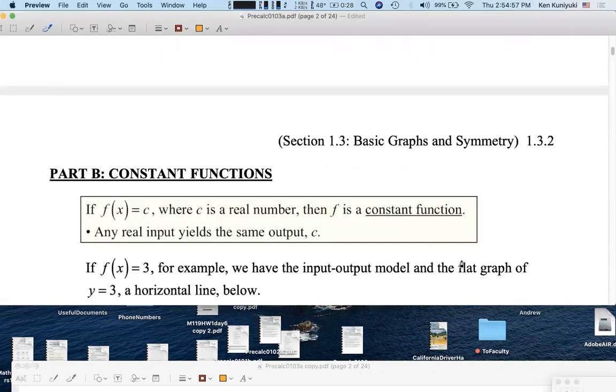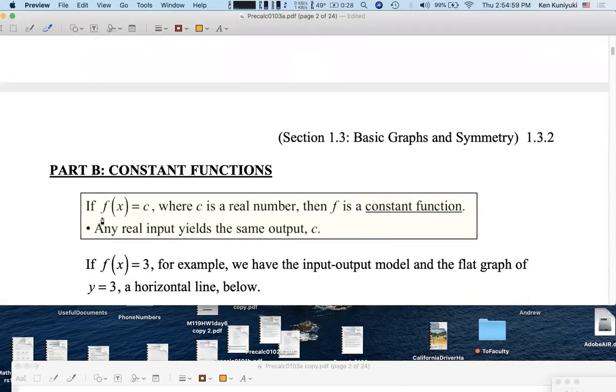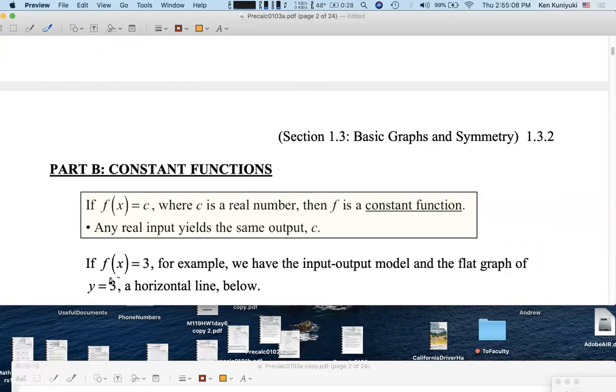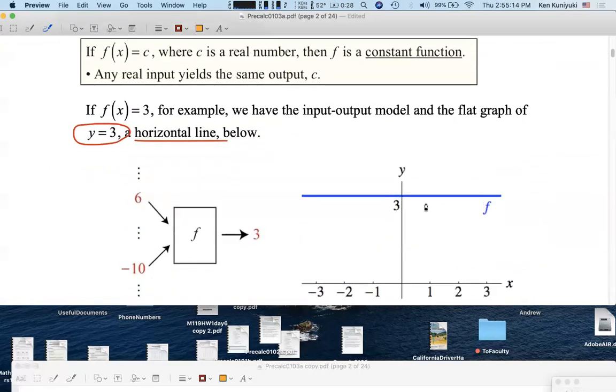Why don't we start off with constant functions? f of x equals c, where c is some real number, like 3. Take f of x equals 3. Well, how would you graph the line y equals 3? It's going to be a horizontal line. Here's a graph of y equals 3. This graph represents the function 3. Notice it passes the vertical line test. This is a function.